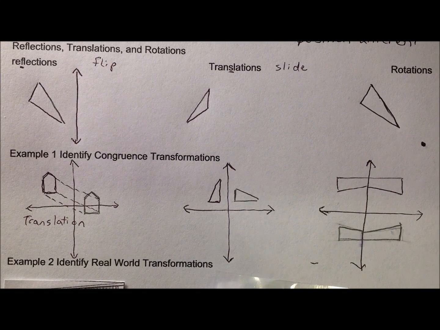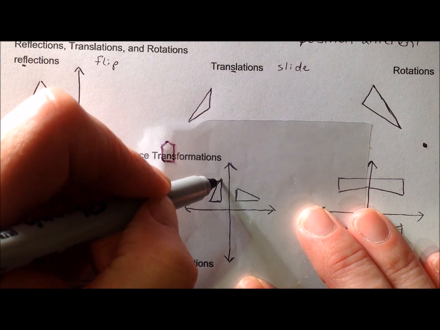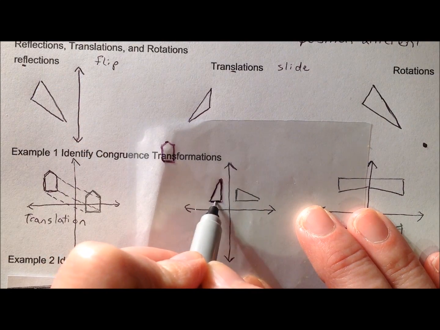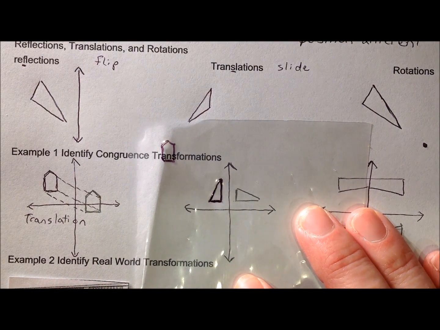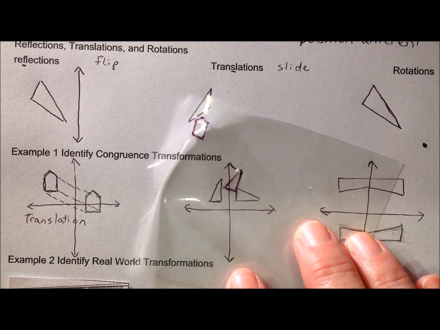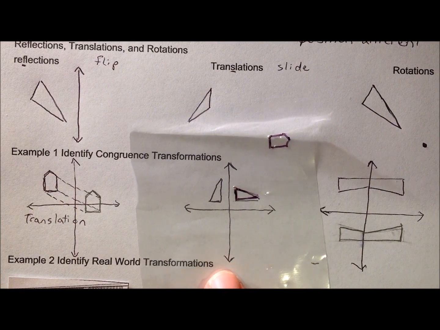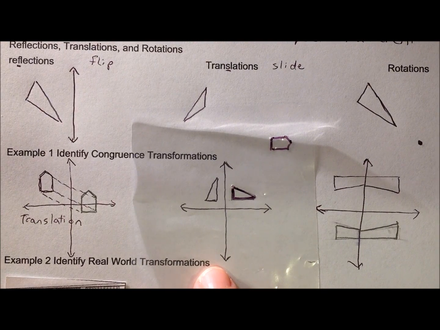If we look at our second figure here, we have this original triangle, and what kind of a transformation was done to end up with a triangle over here? Well, if I see how I'm having to turn my paper, I'm rotating my paper. So it's a rotation.